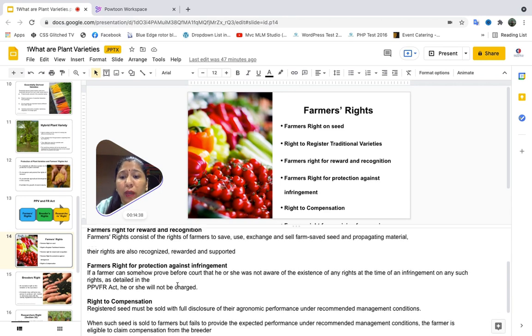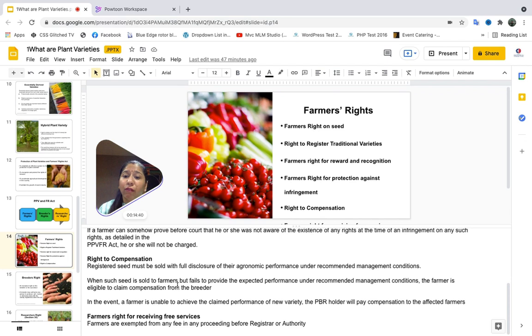Now, the next one is the right to compensation. When a farmer or a breeder produces a new variety, when a farmer or breeder has seeds of a new variety, they can sell it.